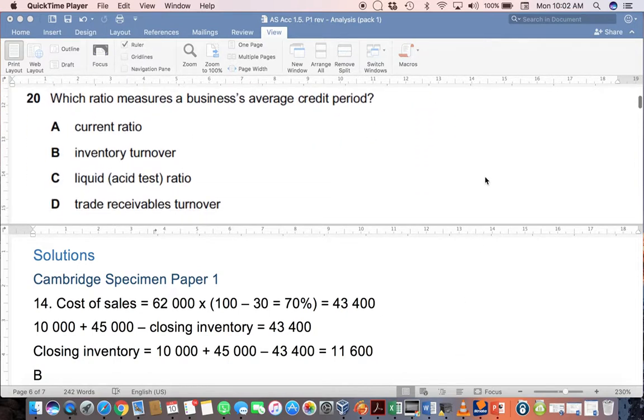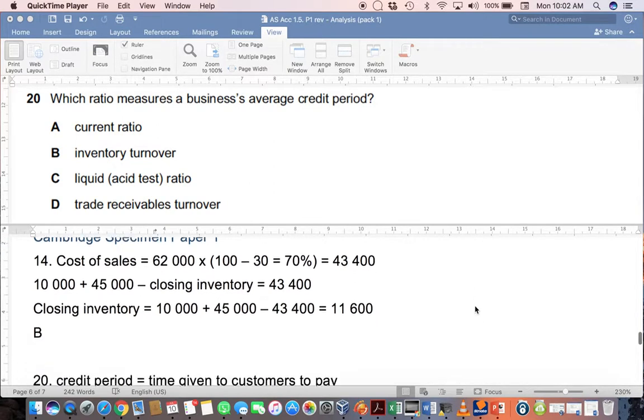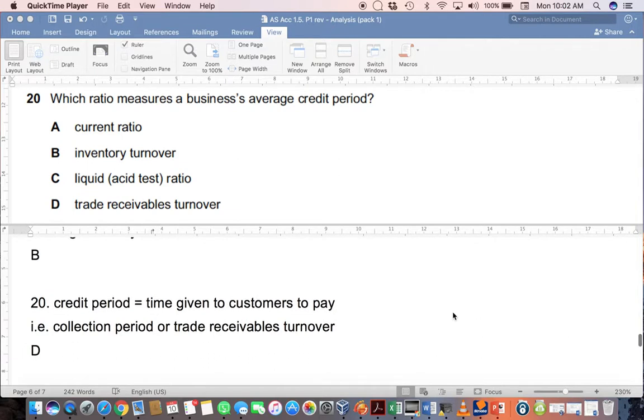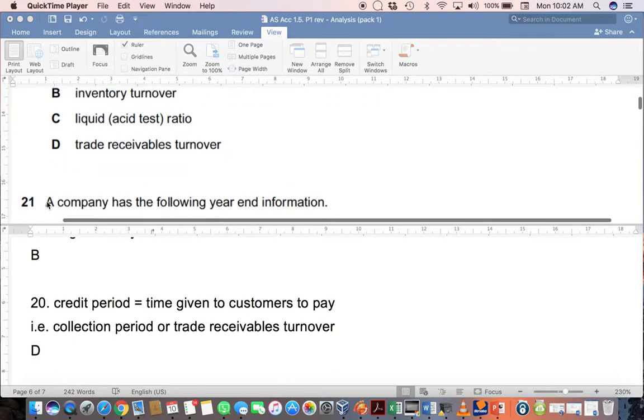Number 20. Which ratio measures a business's average credit period? Well, firstly, you want to think about what we mean. The credit period is the time that you've given your customers to pay back the debts that they owe you. In other words, you are looking for your debtors' collection period or receivables collection period, otherwise known as your trade receivables turnover. If you look at the options here, you can see that you will choose D.